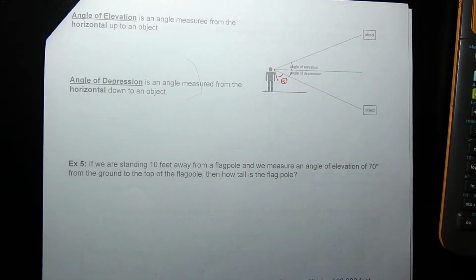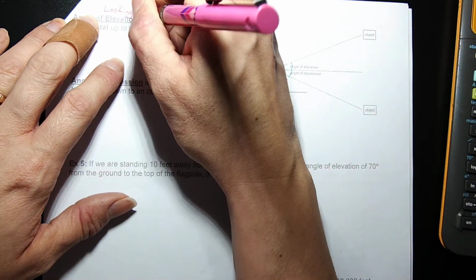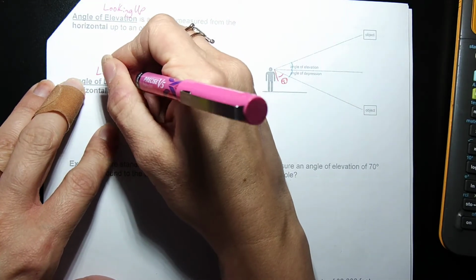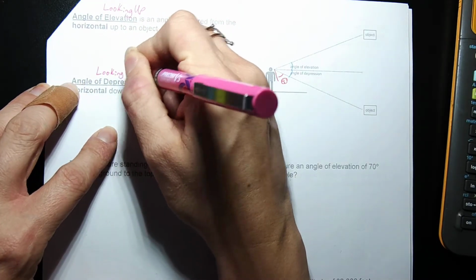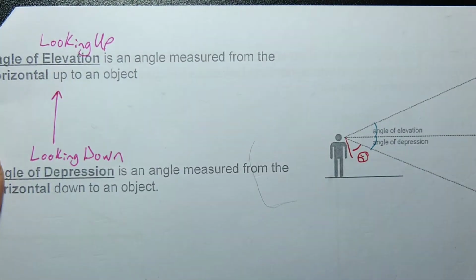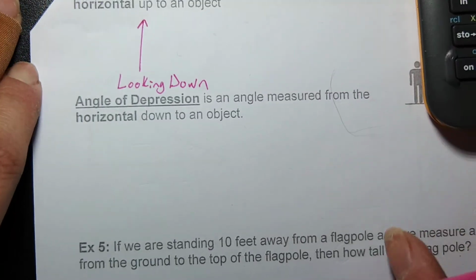It is actually this angle relative to a horizontal. So I'm going to give you a little trick for how to handle those angle of depression problems. Angle of elevation problems are looking up, and angle of depression problems are looking down. But the nice thing about this is we can actually turn any angle of depression problem into an angle of elevation problem just by thinking about what is looking at what.